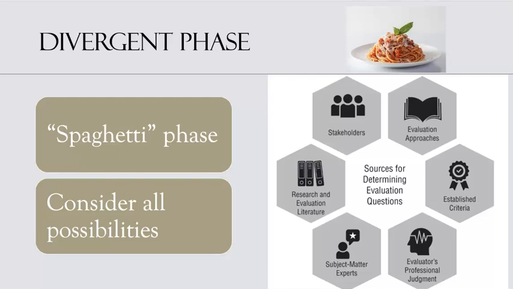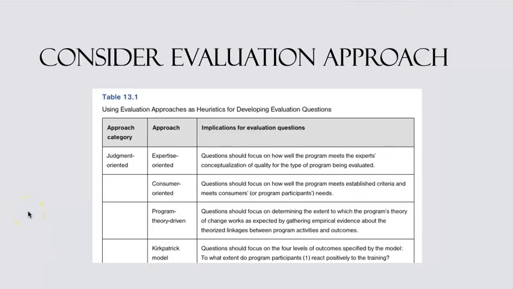During this phase, you want to list out all of the possible directions. It is important during this phase that you consider multiple sources. Our text authors provide a good overview of those sources and include stakeholders, evaluation approaches, established criteria, the evaluator's professional judgment, subject matter experts, and research and evaluation. You have already learned about a large variety of evaluation approaches. Table 13.1 on page 301 illustrates how the questions would differ based on the evaluation approaches.